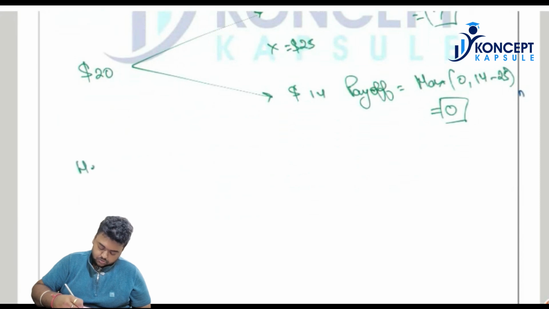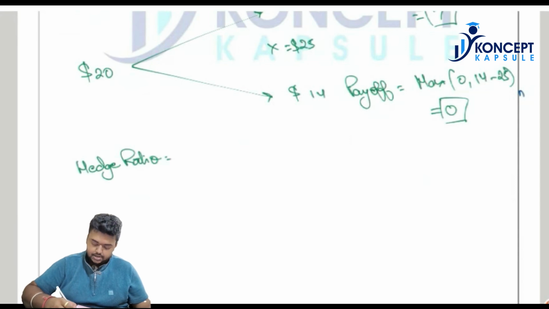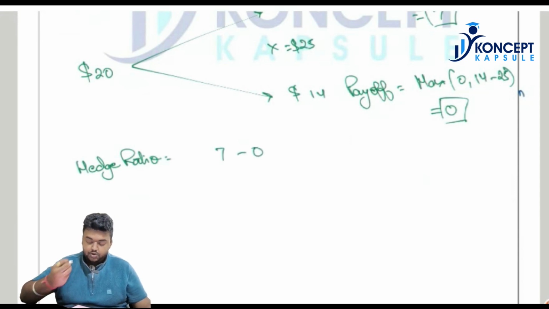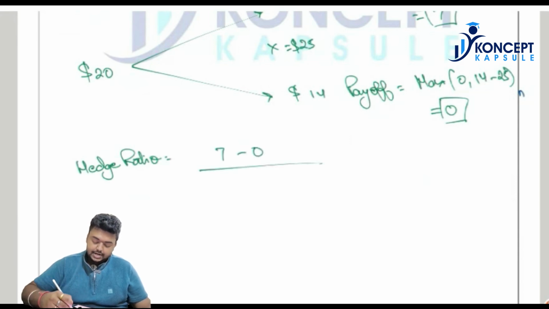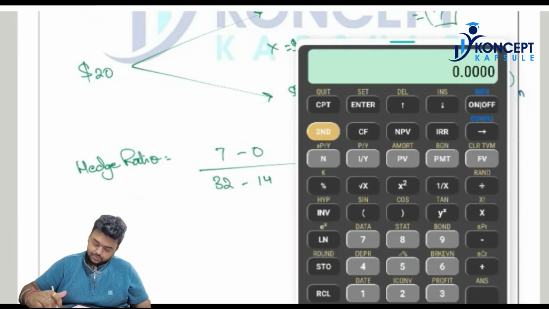Hedge ratio is given as the payoff when the option is in the money, which is 7, minus the payoff when the option is out of money, divided by up move minus down move, which is 7 by 18, given as 0.39.